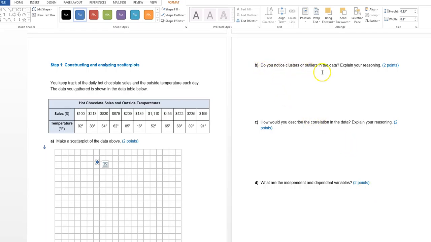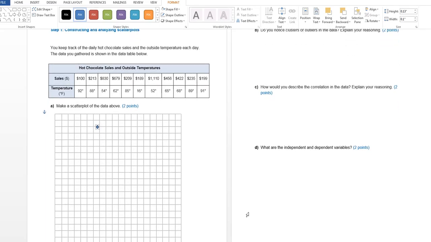Then it says, do you notice clusters or outliers? So once you have your graph, you're going to answer that question. And how would you describe the correlation? You've gone through that in your lesson, so you'll know which words to use for the correlation. Is it strong or weak? Is it positive or negative, for example? And then finally, you have to identify the independent and dependent variables in your graph.